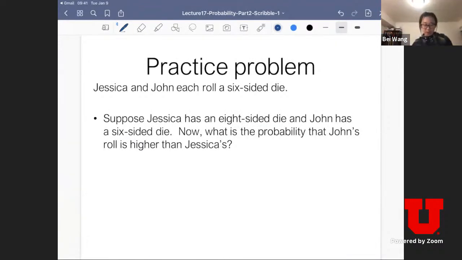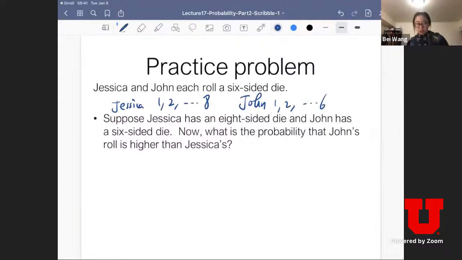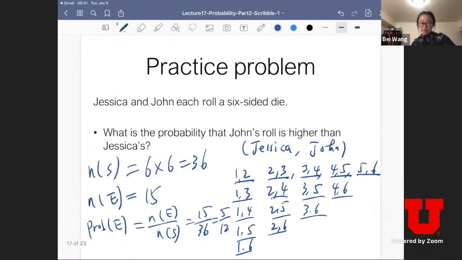Now, if Jessica has an 8-sided die, Jessica can choose a number between 1 and 8. John still has a 6-sided die, so he can choose between 1 and 6. The first question is, what is the sample space? Jessica has 8 choices, John has 6 choices, so we have 48 total possible combinations. And now we're asking, what is the probability that John is higher than Jessica?